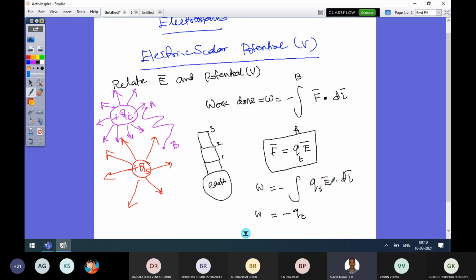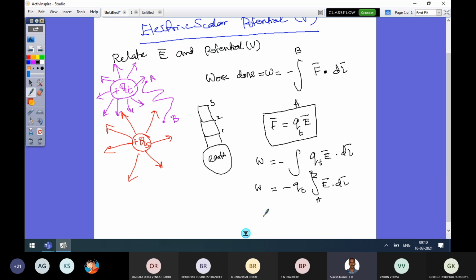Understand, the electric field E is produced by some source charge, which I marked here with red color, right? So Qt is the test charge. So work done equals negative of Qt times E dot dl vector, the reason for the negative sign being discussed. You are moving from A to B. Now if you move the Q term to the other side, you'll get work done per charge.